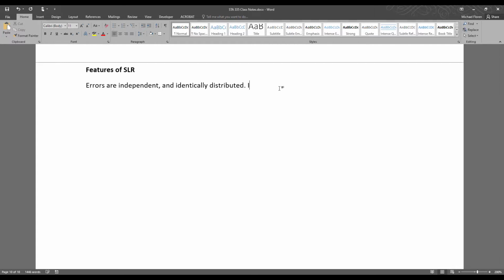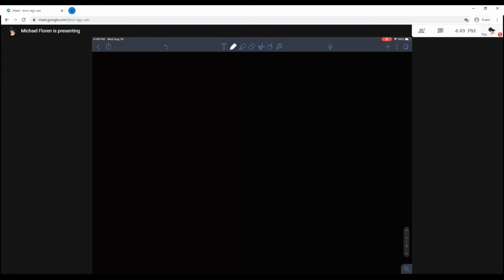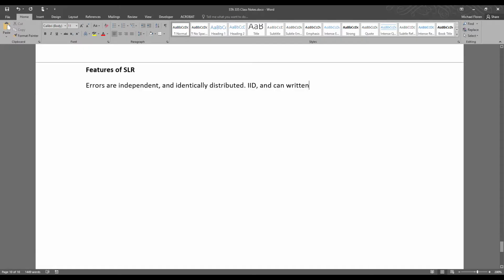This idea is usually denoted IID and can be written, and I can't write this unfortunately on my computer because I'm not talented enough, so we'll go to this little blackboard. In the same way that we had the errors written earlier, that is the epsilon as distributed as a normal with a mean of 0 and a variance of sigma squared, you'll see a little IID written over the distribution to indicate that they are independent and identically distributed. So that's how we denote that idea.